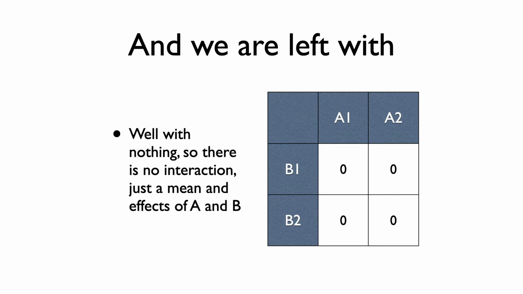If we worked out the sums of squares for A, the sum of squares for A is in fact going to be 2, because it's 1 squared plus negative 1 squared. The sum of squares for B is going to be 18: 3 squared plus negative 3 squared. Sum of squares for AB is actually 0. The world is never quite that simple.